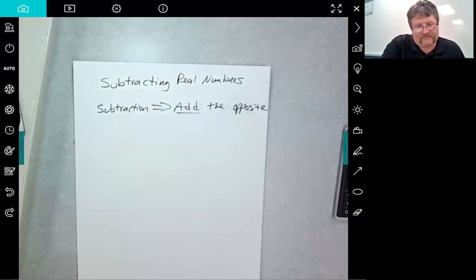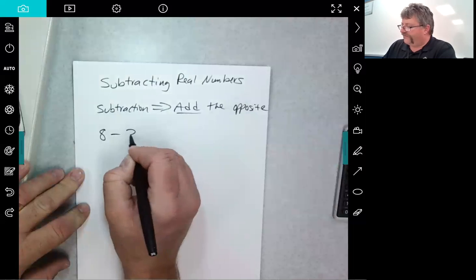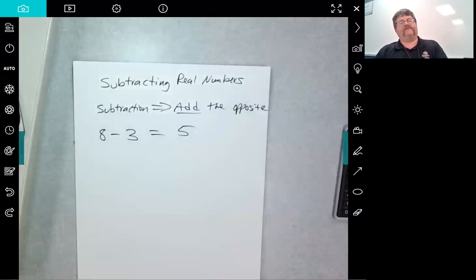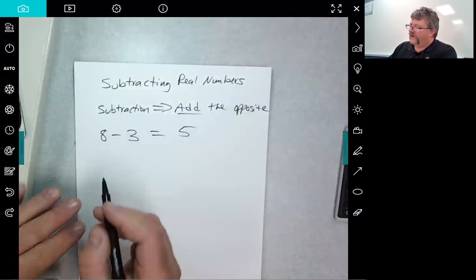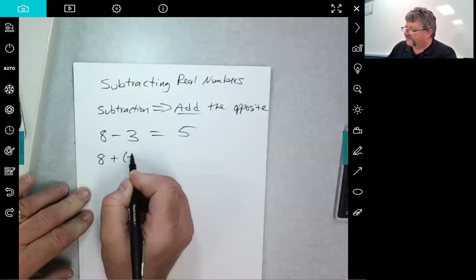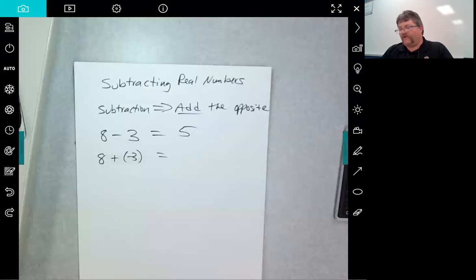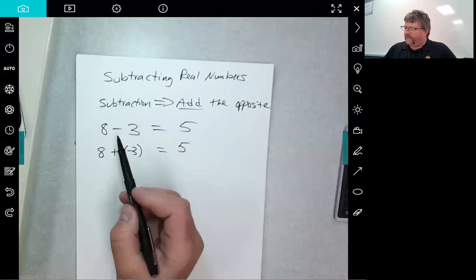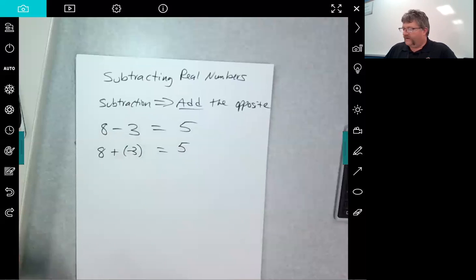Adding the opposite. Okay. Well, if I take good old 8 minus 3, I know that's good old 5. I don't need my math review class to tell me that. But what is 8 plus negative 3? Well, it's also 5, right? One's positive, one's negative, so I subtract and get a 5, and 8 wins the battle of the signs. Okay, so compare these two here. In one circumstance, I've got minus positive 3, and in the other circumstance, I've got plus negative 3.